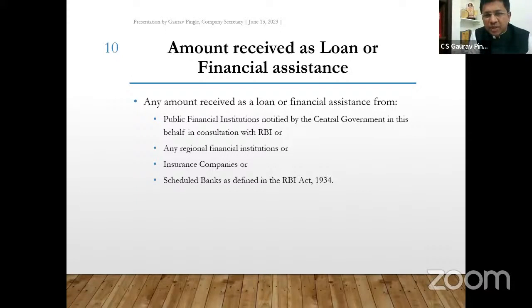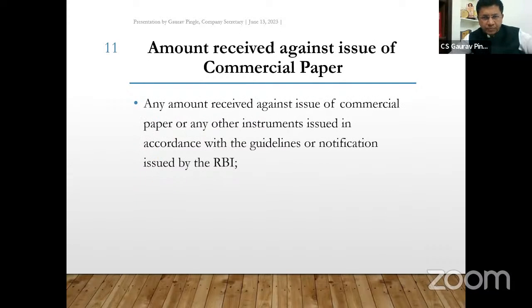Any amount received as a loan from a public financial institution, a regional financial institution or an insurance company. So if you receive a loan from New India Assurance, and that money is in the form of a loan or assistance, the financial assistance could be in the form of overdraft or a cash credit limit. Whatever is outstanding will be reported in the exempted deposit. So even if it is a loan, it falls under the exempted criteria and the reporting becomes mandatory.